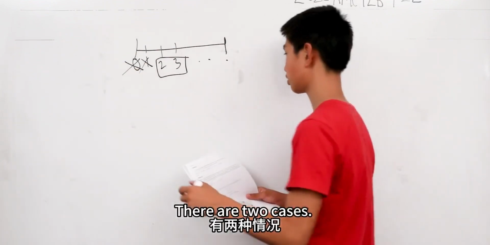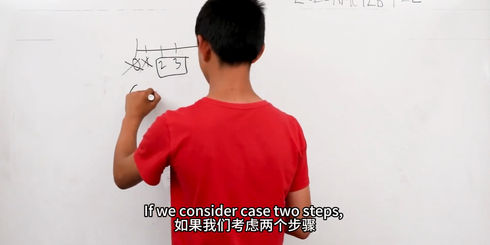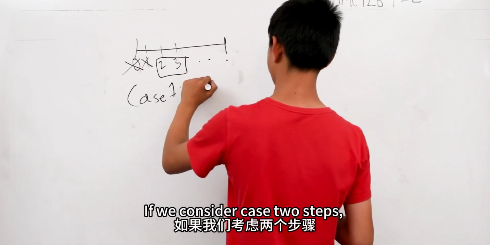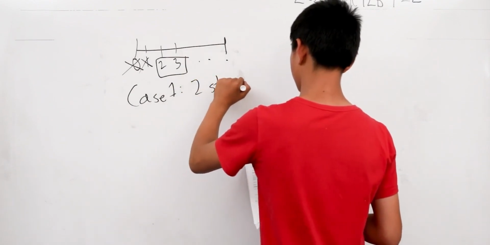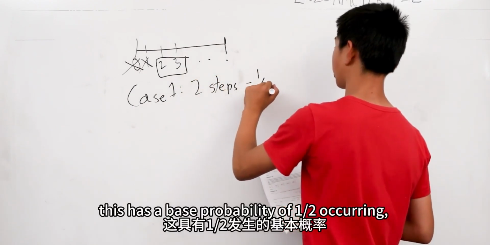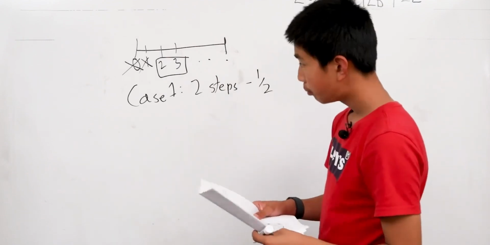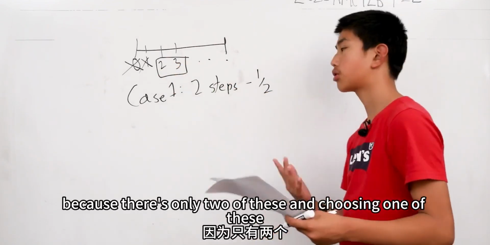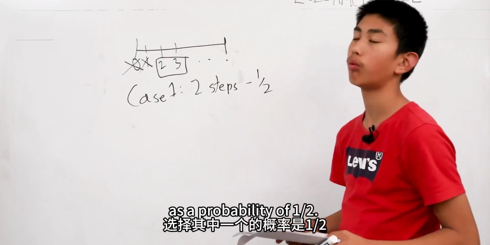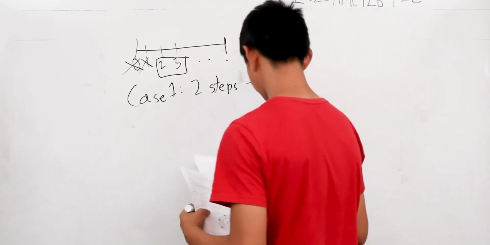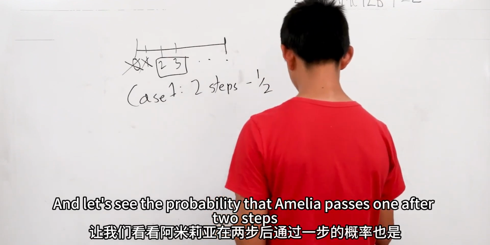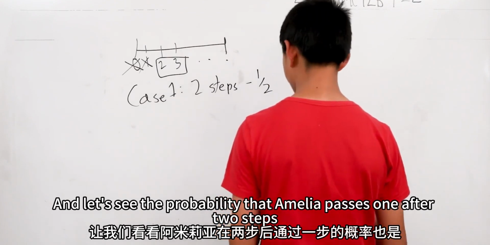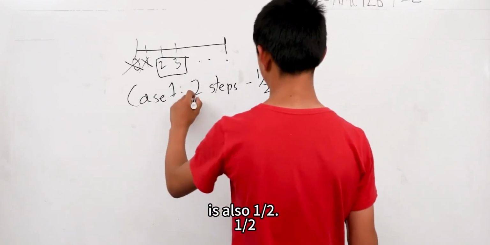There are 2 cases. So if we consider case 1, 2 steps, this has a base probability of 1/2 occurring because there's only 2 of these, and choosing one of these has a probability of 1/2. And, well, let's see. The probability that Amelia passes 1 after 2 steps is also 1/2.